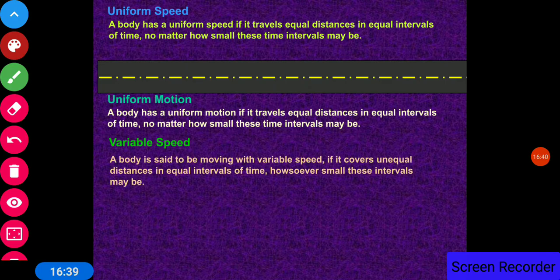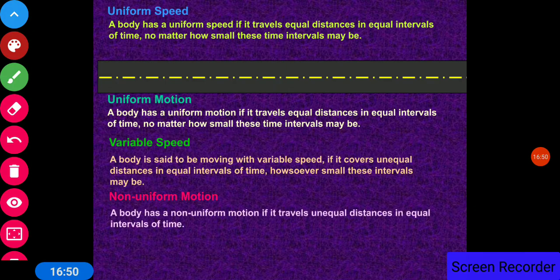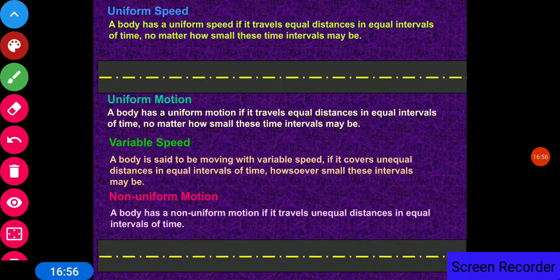A body is said to be moving with variable speed if it covers unequal distances in equal intervals of time, howsoever small these time intervals may be. Non-uniform motion. A body has a non-uniform motion if it travels unequal distances in equal intervals of time. Now from this example you can see that the car is moving unequal distances in equal intervals of time.